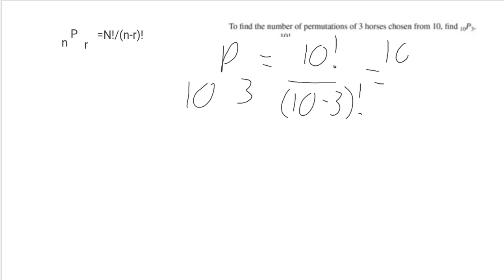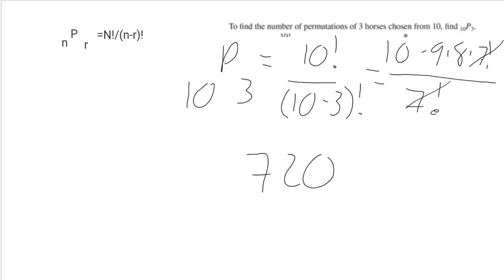So this means 10 times 9 times 8 times 7, and I should keep going until I get down to 1. But if we go down here, it's going to be 7 factorial. So if I keep going, 10 times 9 times 8 times 7 factorial means keep going. But I have 7 factorial on top and bottom, so I can cross those out. And I just do 10 times 9 times 8, or 720. So with 10 horses, and we only care about the top 3 finishers, there's 720 ways that they could finish first, second, and third.